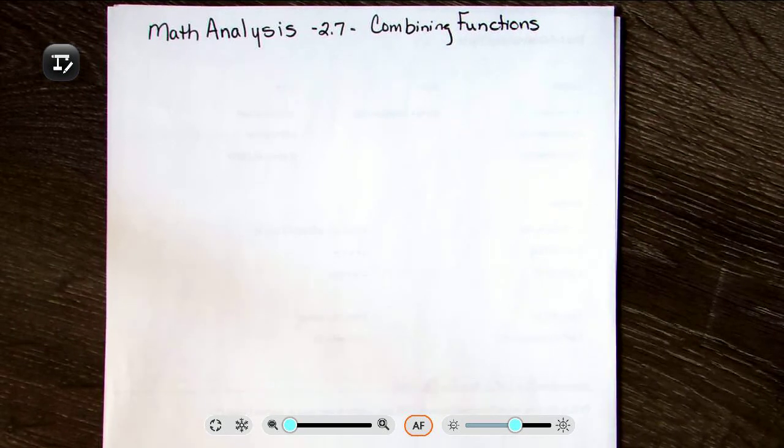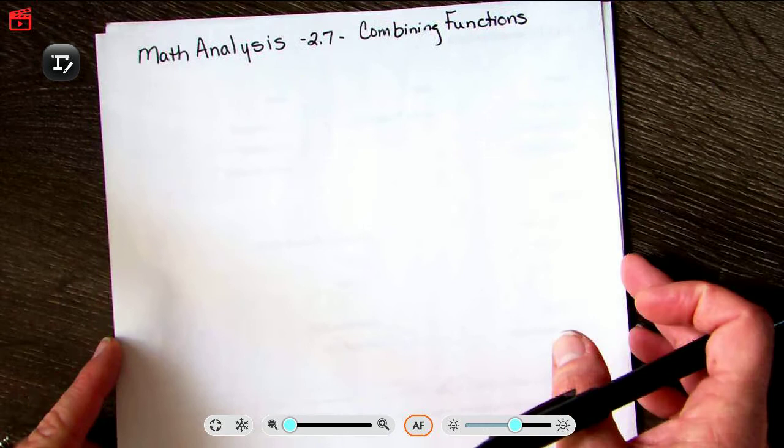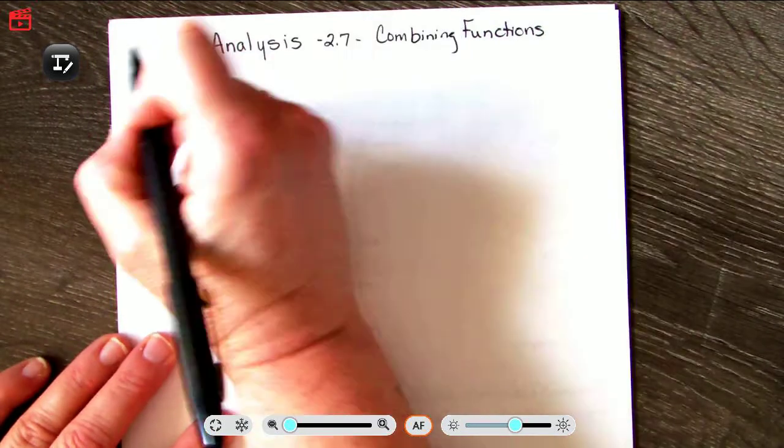So first we'll deal with formulas, like if f and g have formulas for them, then we'll look at possibly a table, if they have tabled values, and then also looking at graphs as well. But let's first jump into just the definitions when we combine functions.